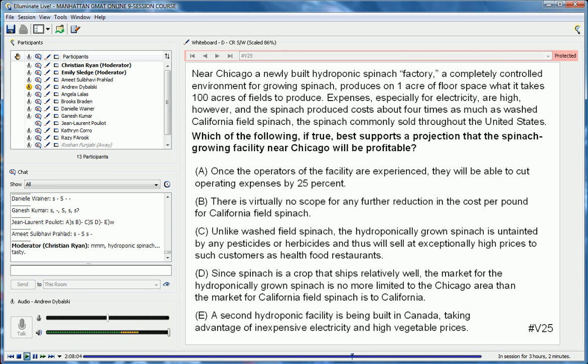Well, the first thing I saw was be profitable. So therefore, obviously something about that. The other one I said was near Chicago, hence why I said weekend for D. But when I thought profitable, I thought the one line that was sort of going against that, or that needed to be, I guess, countered, was expenses, especially for electricity, are high. And so from there, anything that could negate that or make that seem not as high as it could be, or could be altered in some way or compensated, I thought would be the strongest answer.